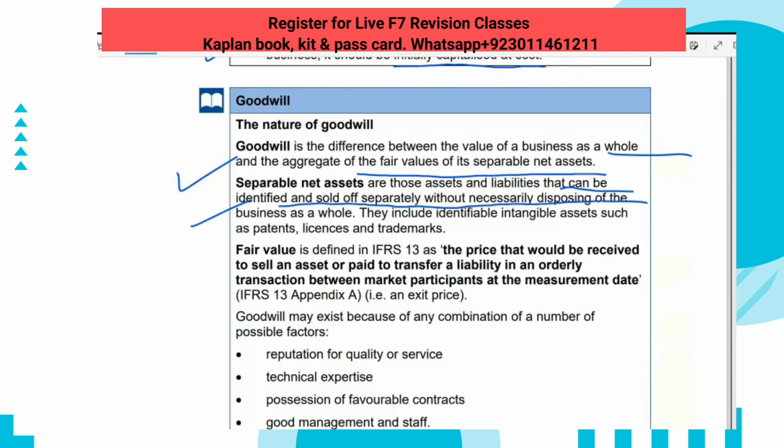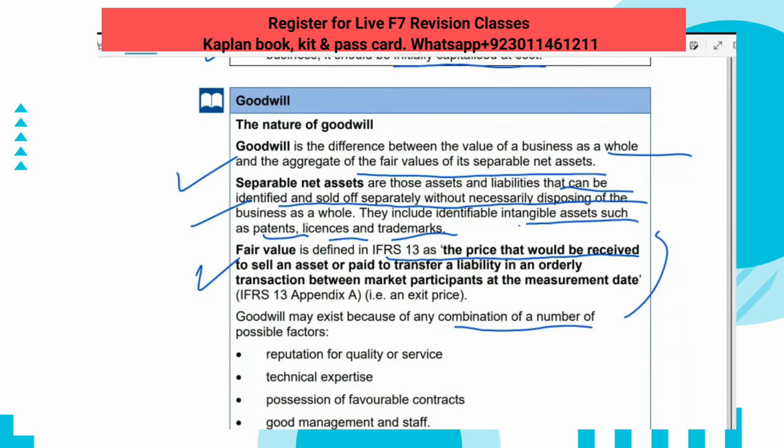Separable net assets are those assets and liabilities that can be identified and sold off separately without the necessity of disposing of the business as a whole. They include identifiable intangible assets such as patents, licenses, and trademarks. Any company having a trademark, whatever you name it. So this is simple for patents, licenses, and trademarks. Fair value is identified according to IFRS 13 as the price that would be received to sell an asset or paid to transfer a liability in an orderly transaction between market participants at the measurement date. So this is the definition.